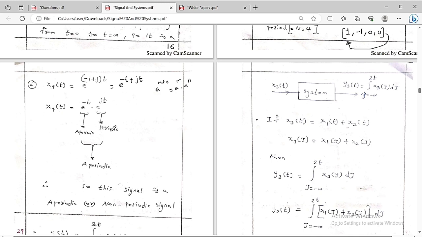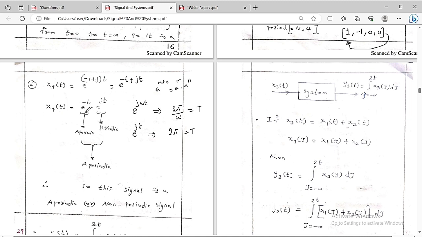What is the period here? For e to the power of j omega t, what is the period? 2 pi by omega. For e to the power of jt, omega is equal to 1, which means the period is 2 pi. So here omega is equal to 1 means the period is equal to 2 pi. So this is a periodic signal of period 2 pi.